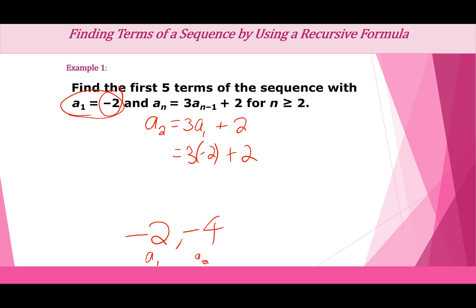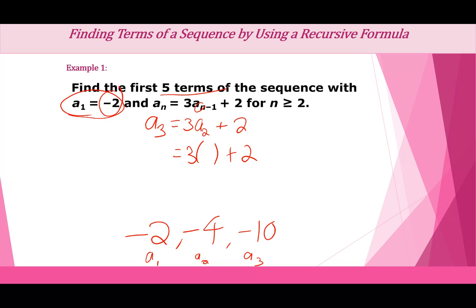This is A2. If you wanted to find the third term in the sequence, then you would have n be 3. And 3 minus 1 would be 2, so you're going to take the A2 term and plug that in. The A2 term was -4, so you have 3 times -4 plus 2. That's -12 plus 2, which makes -10. So -10 is the A3 term.